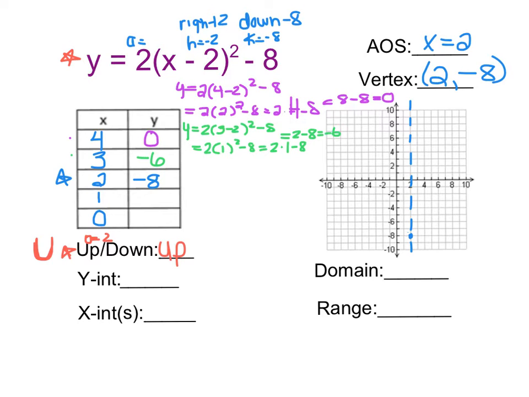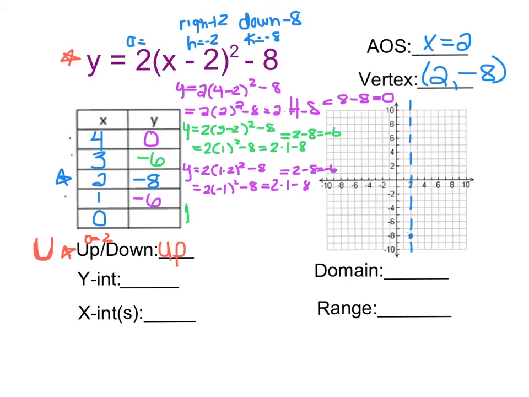And then I'm going to look at x is equal to 1. So I have y is equal to 2 times (1 minus 2) quantity squared minus 8. Parentheses first, so 2 times negative 1 squared minus 8. Then my exponent happens. Well, negative 1 squared is just 1. So we have 2 times 1 minus 8, which is 2 minus 8, which is negative 6. So I see that symmetry happening, which is good.